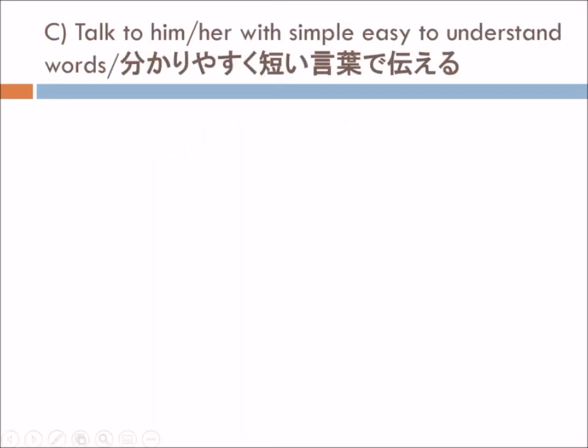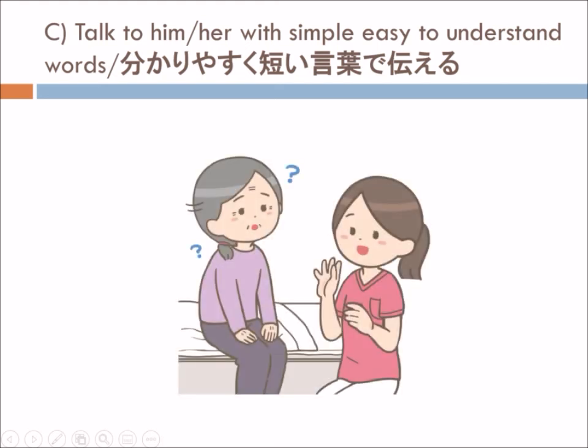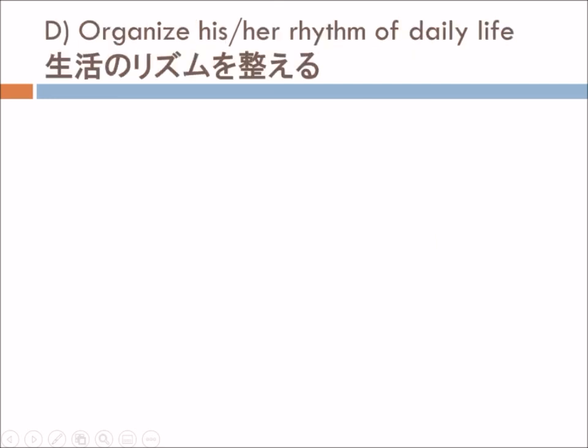Talk to him or her with simple, easy to understand words. Dementia causes problems with cognitive function in the brain. As you learned already, one of the cognitive functions is talk and understand. Therefore, a caregiver should consider how the user can understand easily. Using simple and short sentences is better.